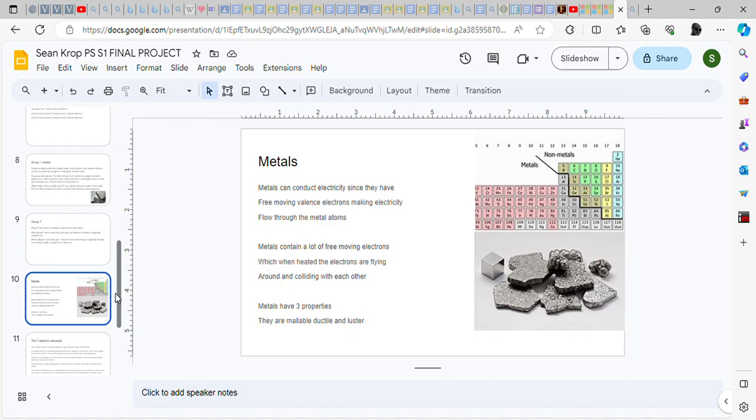Metals can conduct electricity since they have free-moving valence electrons, making electricity flow through the metal atoms. Metals contain a lot of free-moving electrons, which means when heated, the electrons are flying around and colliding with each other. Metals have 3 properties. They are malleable, ductile, and lustrous.